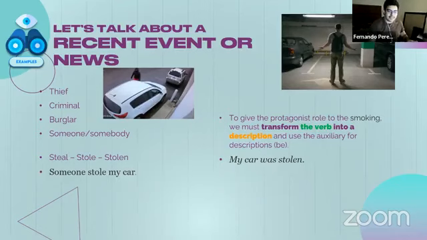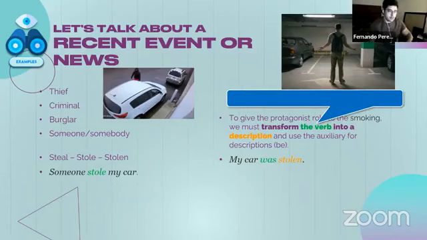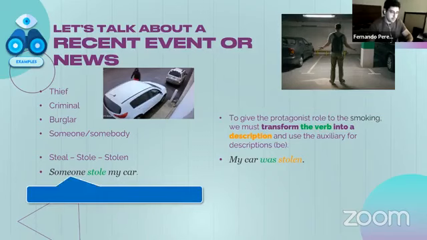Why do we use passive voice in this case? The verb stolen in past participle is the verb steal in present. So here you have, someone stole my car. But because we don't know who, the word someone becomes irrelevant to the story.